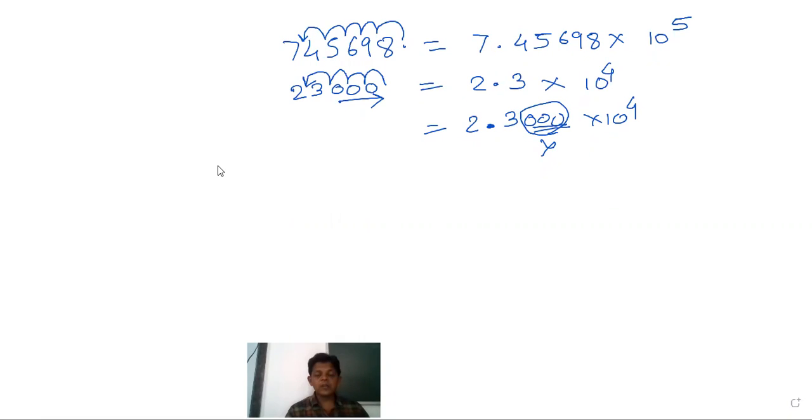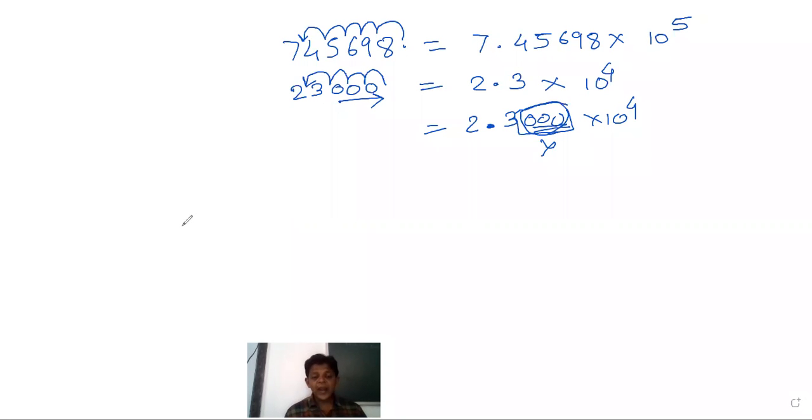Okay, so that was shifting of the decimal place to the left. When we shift it to the left, the power becomes positive. We need not write these three. Even if you write, it is okay, but you need not write that.